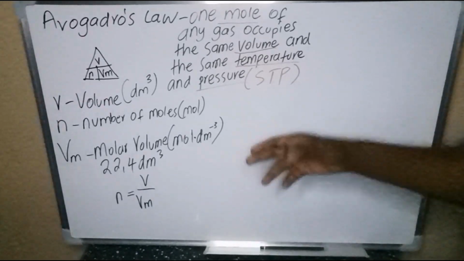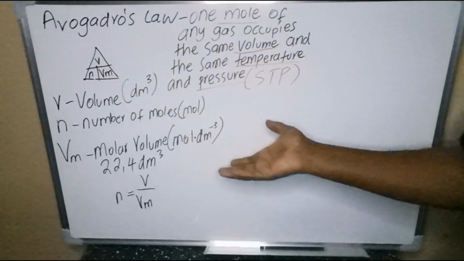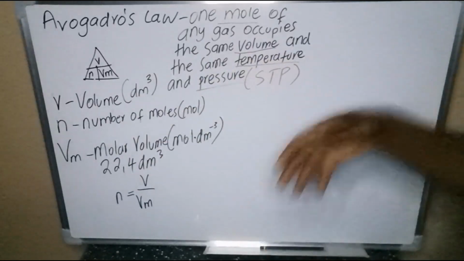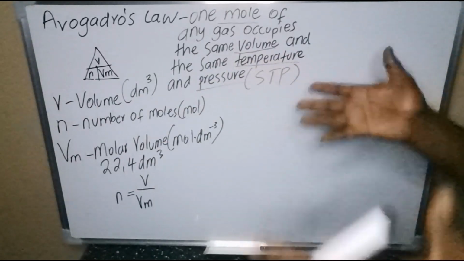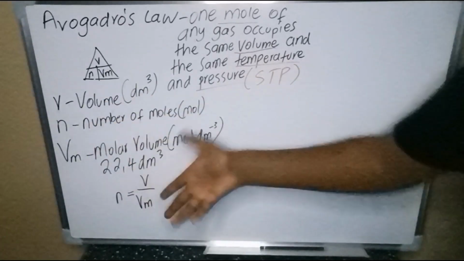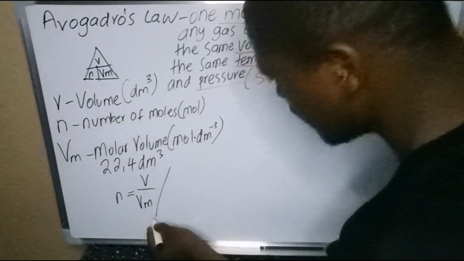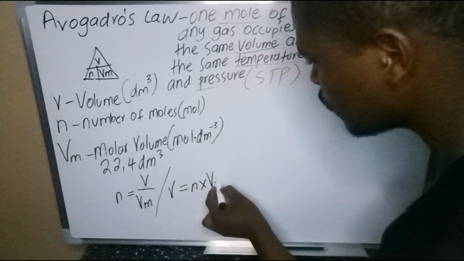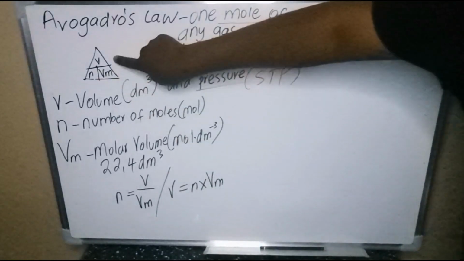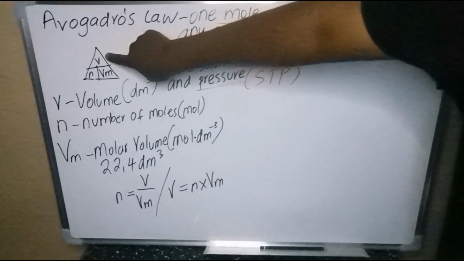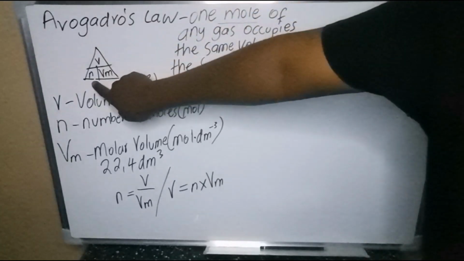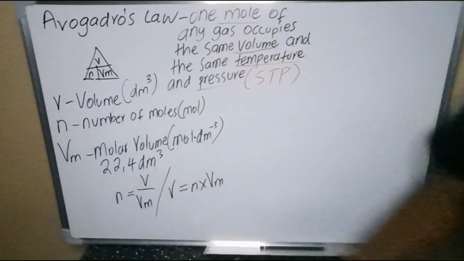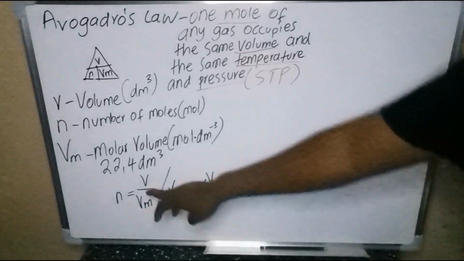Some people prefer saying that if I want to find the volume, volume is equal to number of moles multiplied by molar volume. So there are many ways to find number of moles and volume. If V is on top, when you want to find volume, you must multiply number of moles and molar volume. When you want to find number of moles, you need to divide volume by our constant, which is molar volume.